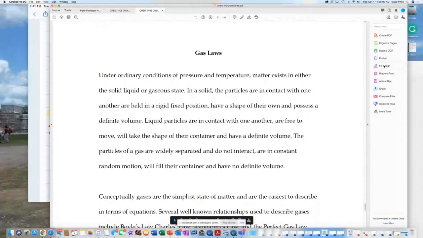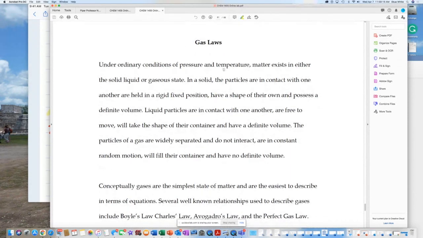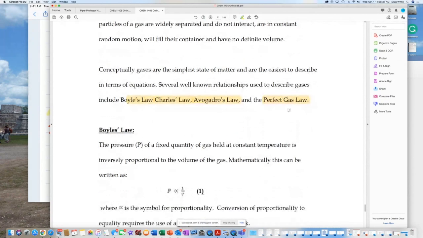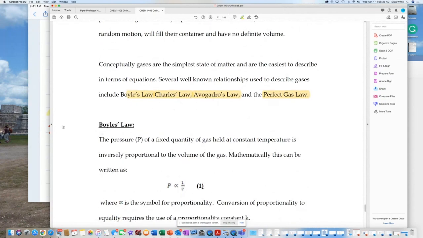Okay, so here, under ordinary conditions, it talks about all the background stuff. It tells you Boyle's law, Charles' law, Avogadro's law, and the perfect gas law. The perfect gas law combines these three. I didn't really go over that part, but I went over Boyle's law, Charles' law, and Avogadro's law, so you can see that part.